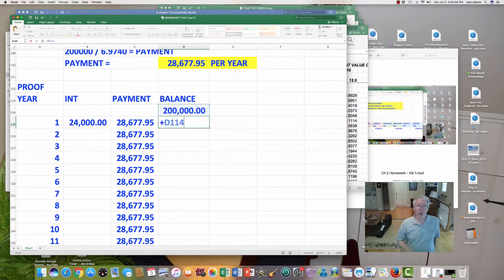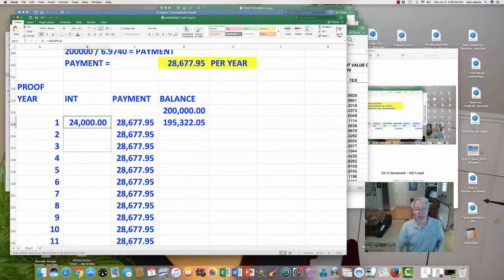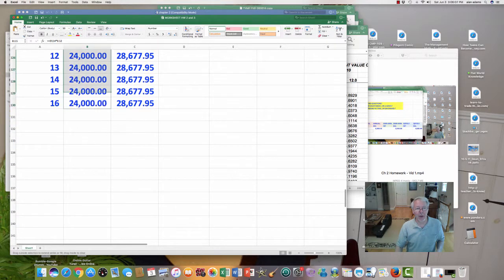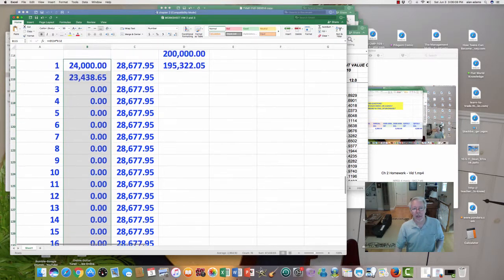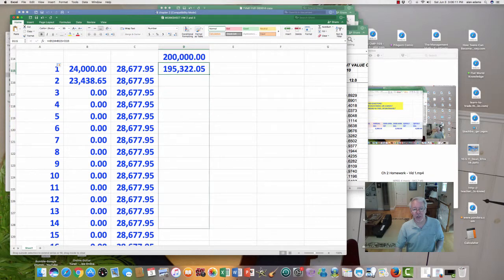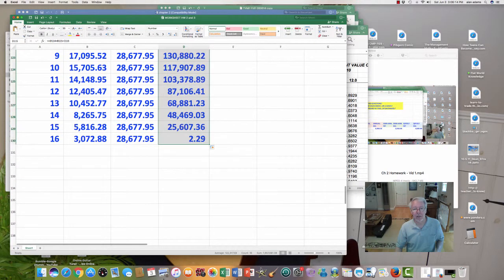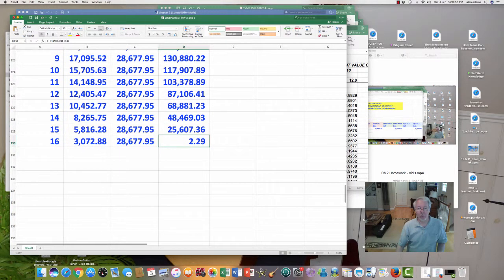So he starts with 200,000. He earns 24 grand. Then he subtracts minus 28,677.95. He has left, after he takes that payment out, at the end of the first year, 195,322.05. The same formula will work for him every single year, and he should end up with nothing after he takes his last payment out. There it is, okay? That's rounding. I hope you'll concede that point to me, okay?